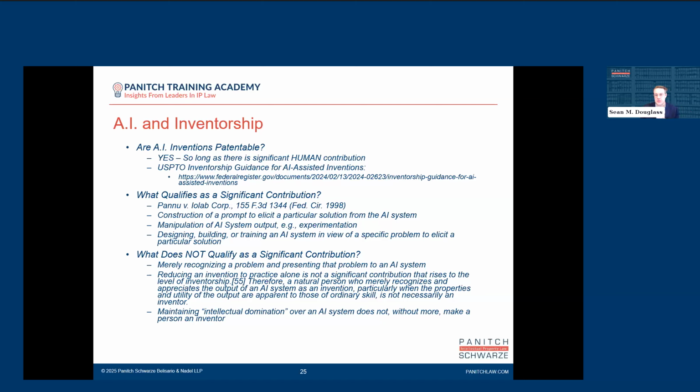So what did the USPTO set forth regarding AI with those factors? Construction of a prompt to elicit a particular solution from the AI system may qualify as a significant contribution. For those of you who are familiar, prompts can be very specific. If you know a specific problem and a solution you want to get to, and you put in enough data and frame that prompt in the right way, that may get you across the threshold of a significant contribution according to the PTO. Next, the manipulation of an AI system's output: if you put a prompt into the AI system, it comes out with an output.